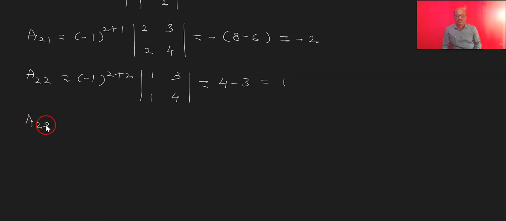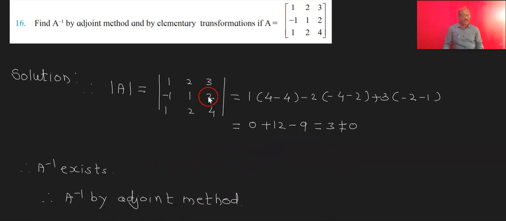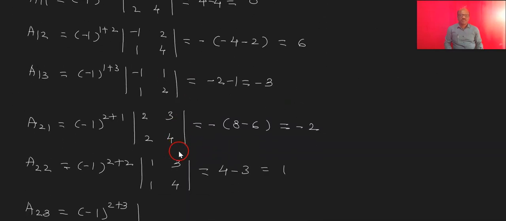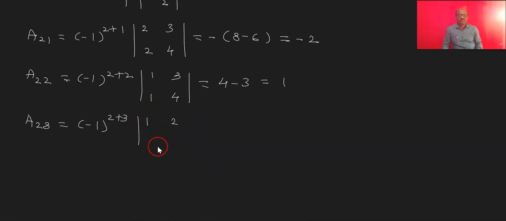Next is A23, minus 1 raised to 2 plus 3. Delete the corresponding element in this column and row. Then you will get 1, 2 and 1, 2. Overall, it will be 0. Minus 1 raised to 2 plus 3, minus in bracket 2 minus 2. That is 0.